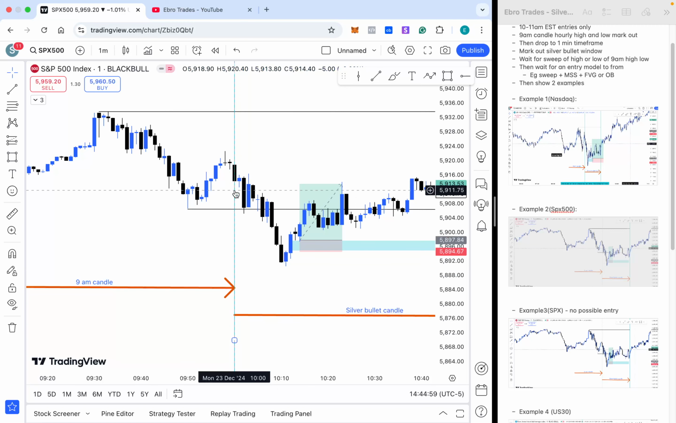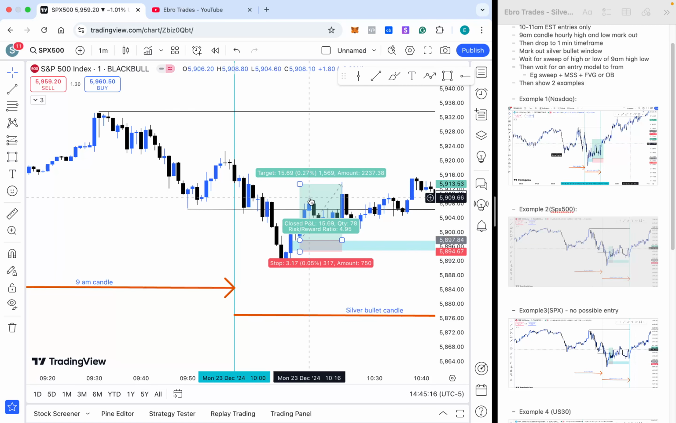I form lower lows and lower highs. Lower low, lower high. Lower low, lower high. Sweep the price. I am now waiting for a change in market structure from bearish to bullish. As soon as I see a lower high, then a higher low, then a higher high, I know market structure has shifted from bearish to bullish.